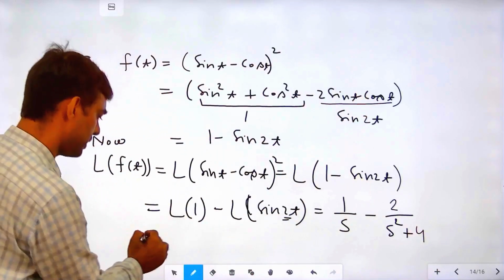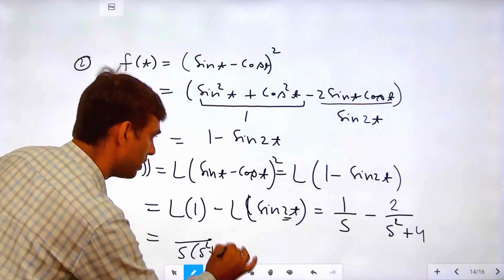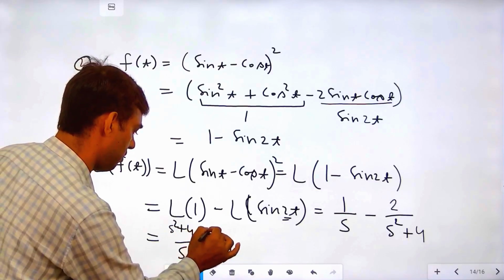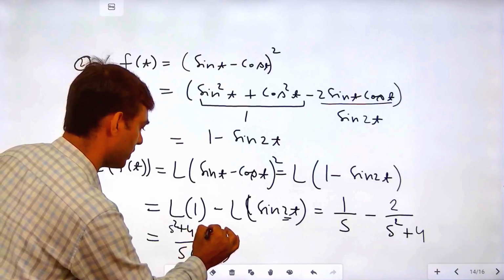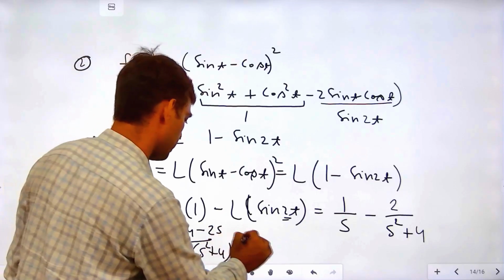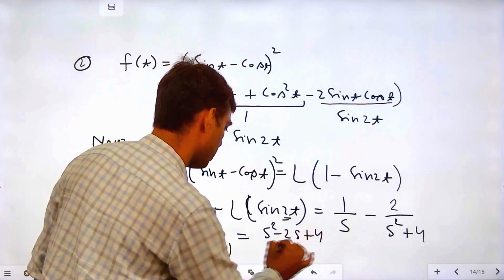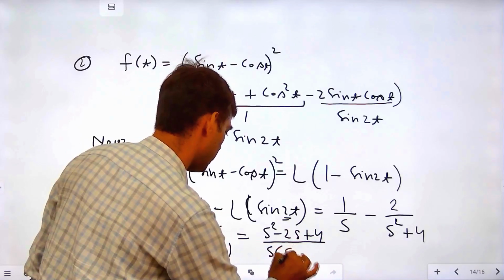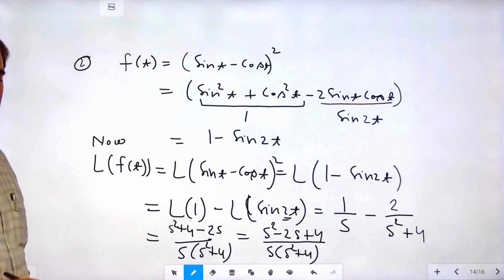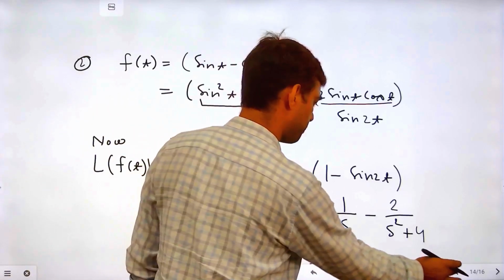After simplification, this becomes s into s square plus 4 in the denominator, and in the numerator s square plus 4 minus 2s. So this is s square minus 2s plus 4 upon s into s square plus 4. This is the Laplace transform of sin t minus cos t whole square, using the elementary functions.